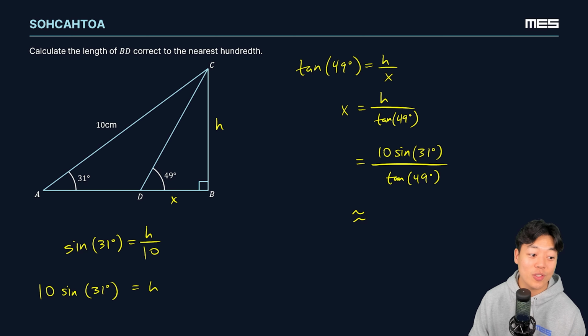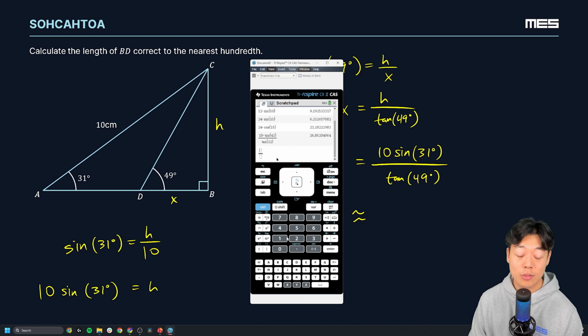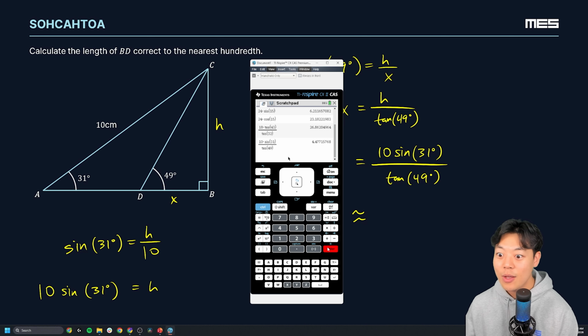I want this one to the nearest hundredth, so keep that in mind. The nearest hundredth will be two places after the decimal. So we have 10 sine of 31 degrees divided by tangent of 49 degrees, Control Enter. We have 4.477, but we want it to the nearest hundredth, so we have 4.48.